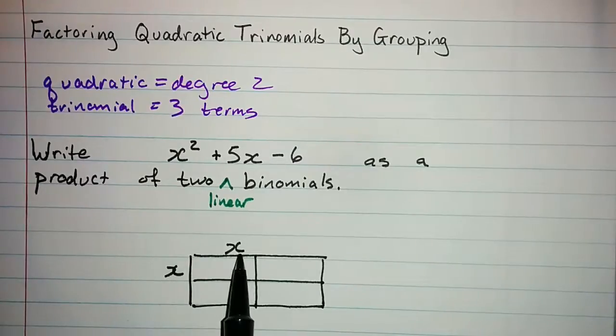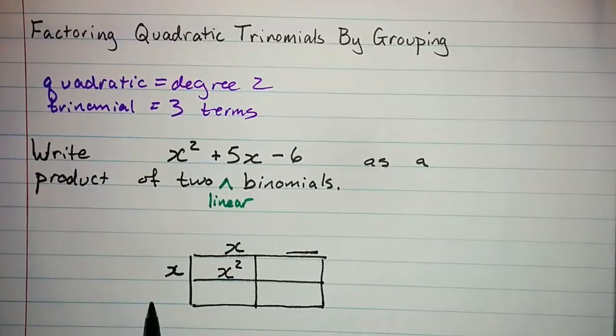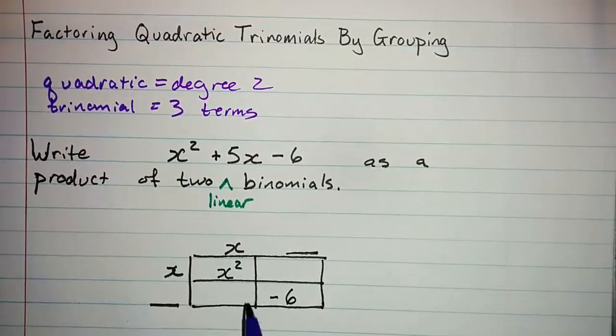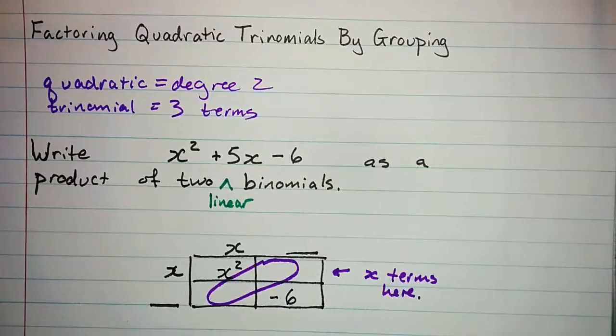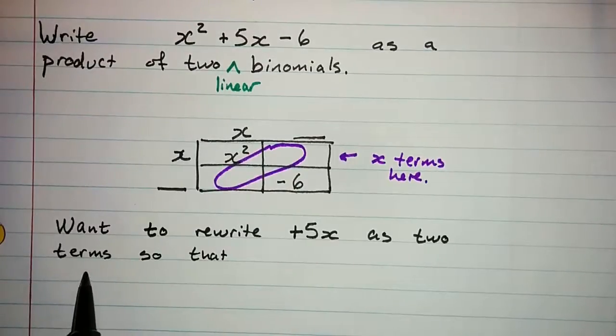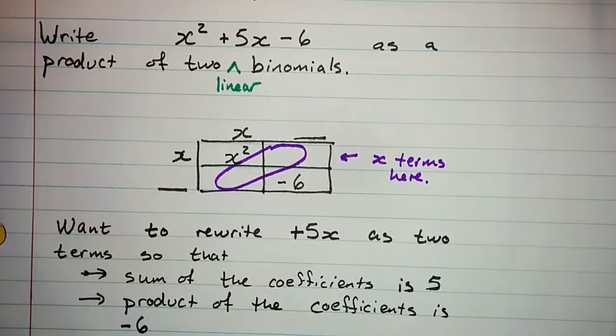So we'll have an x and an x here, both coefficient 1 because we want their product to be x squared. And here we'll have 2 constants whose product has to be -6. Along this diagonal, we'll find our x terms, and they will add up to +5. But wait, this coefficient will be just this number. This coefficient will be just this number. So what we really want here is 2 terms where the sum of the coefficients is 5 and the product of the coefficients is -6.